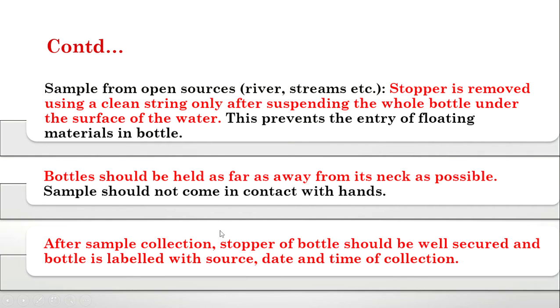The bottle should be held as far away as possible from its neck position. So we have to handle the bottle below the neck position, so that if there are any impurities in our hand, they should not be mixed with the sample. And after sample collection, this is the important point you have to note: the stopper of the bottle should be well secured, and the bottle is labeled with the source, date and time of collection. So these are the main things you have to note before taking a sample from the source.